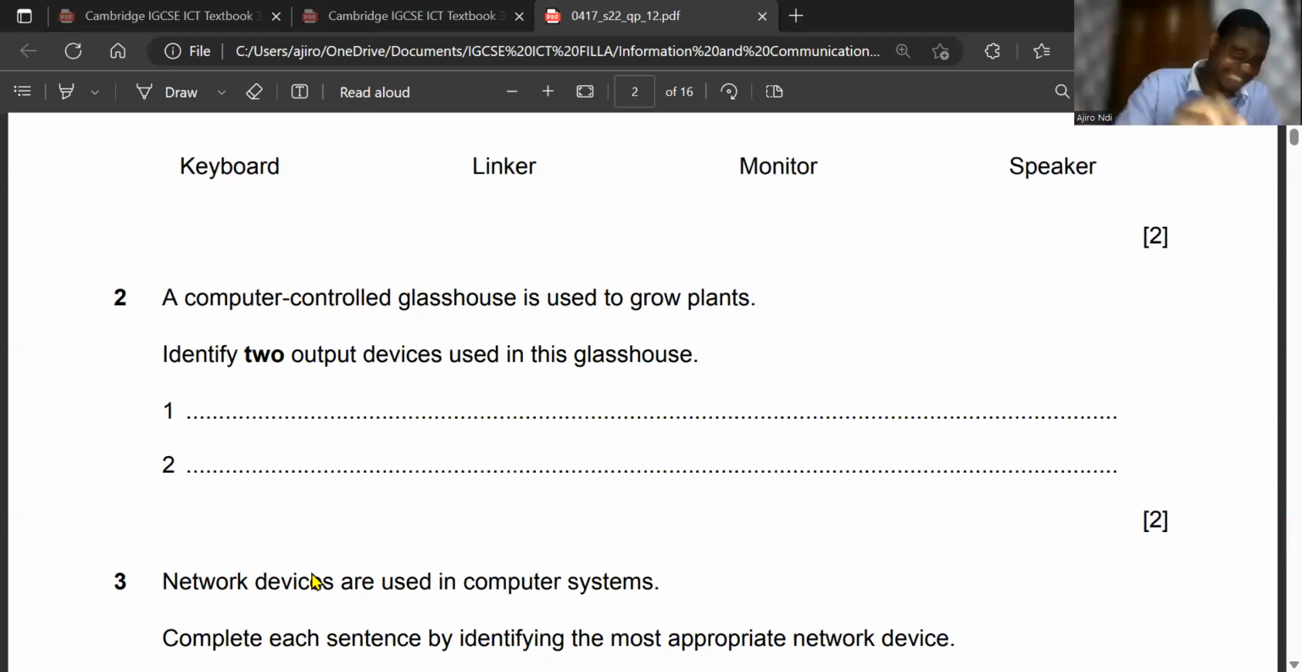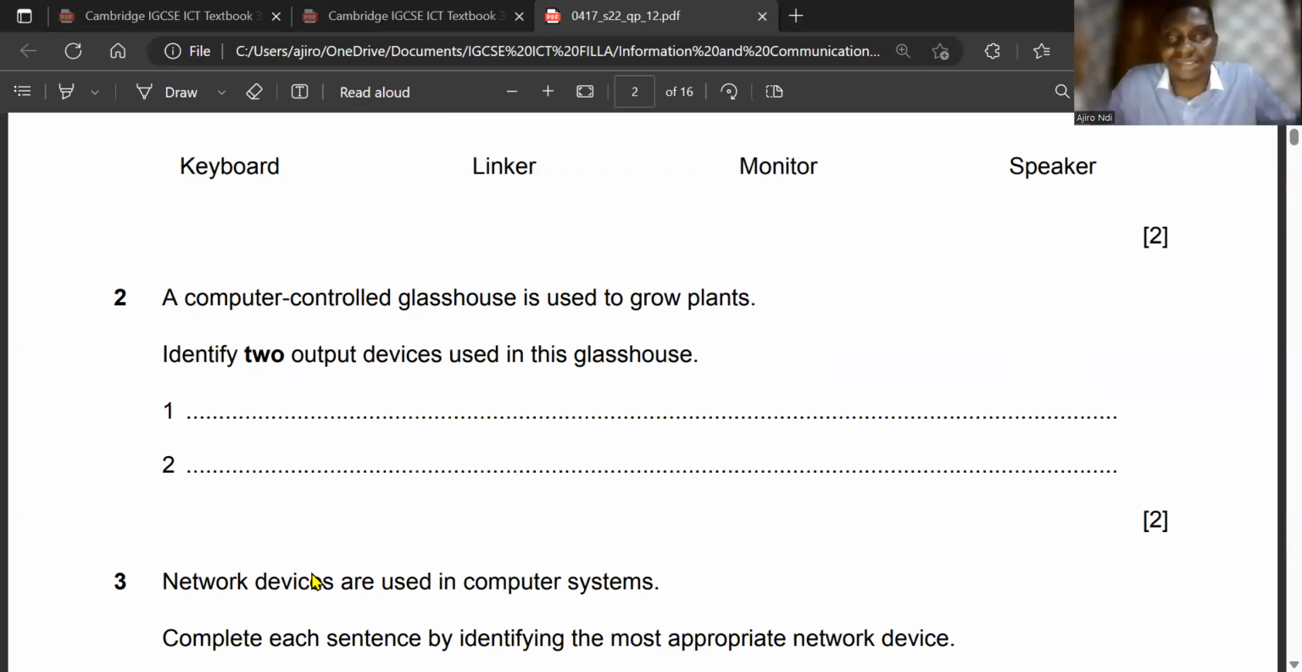Let's identify 2 output devices used in a glass house. So let's begin to identify them. Those 2 output devices used in glass house. When we are talking about the input devices used in glass house, we are looking at those things that are able to relay any kind of information, right?